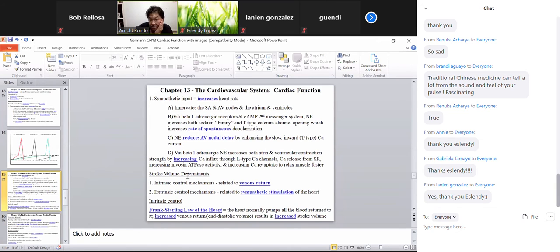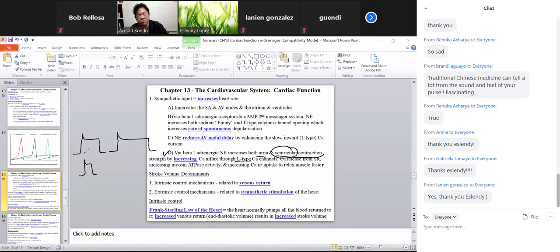Okay, yeah. And then finally, this is a little bit out of place because I put it here instead of under the actual stroke volume, but for part D here, we have the sympathetic input to affect both atria and ventricular contraction strength, but the main emphasis on ventricular, and that's where that T-type calcium channel comes into play with basically the plateau phase either being normal, lengthened, or shortened.